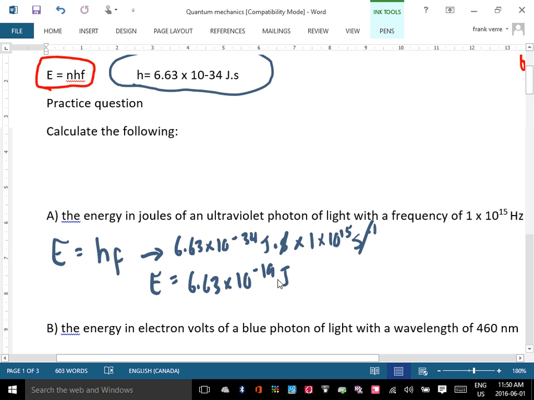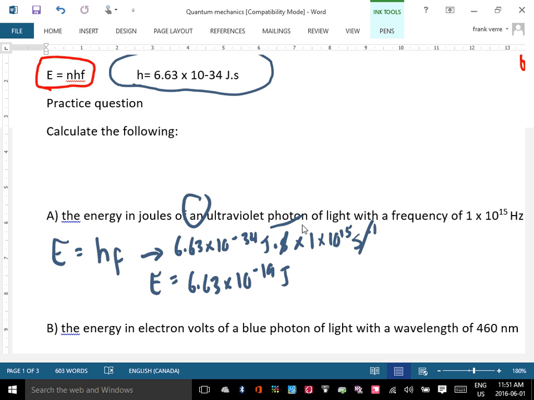Okay? A photon, one photon. Now, it says one photon would have 6.63 times 10 to the negative 19 joules of energy. Right? One photon. You can have multiples of that. You can have 2 times that, 3 times that, 4 times that, but you can't have 1.5 times that, or 3.5 times that, because the energy comes in these packages.